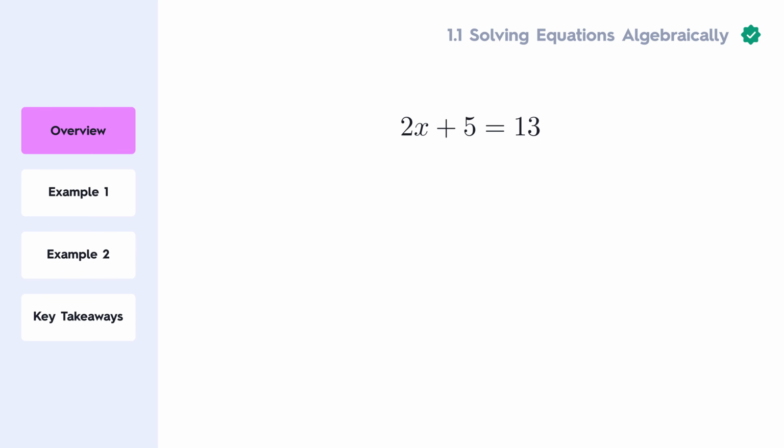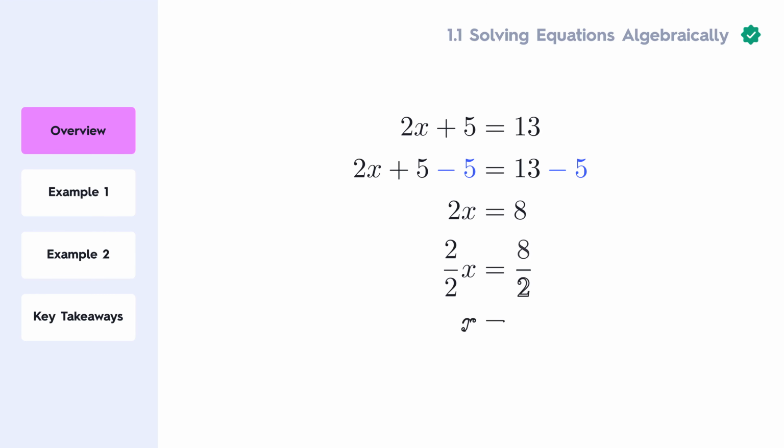We must remember this fundamental arithmetic principle: applying the same operation to both sides of an equation keeps it valid. Let's subtract 5 from both sides of our equation and simplify. Now, divide both sides by 2 to obtain the final result. We have successfully solved this problem.